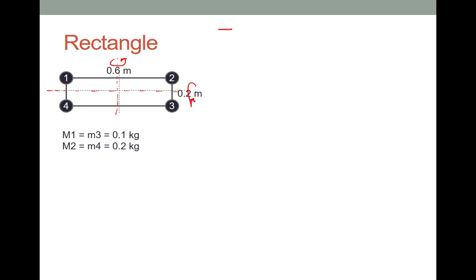In both cases, the moment of inertia is given by the sum over the mass multiplied by the distance that mass is from the axis squared. So in this case, it would be m1 times r1 squared plus m2 times r2 squared plus m3 times r3 squared plus m4 times r4 squared.